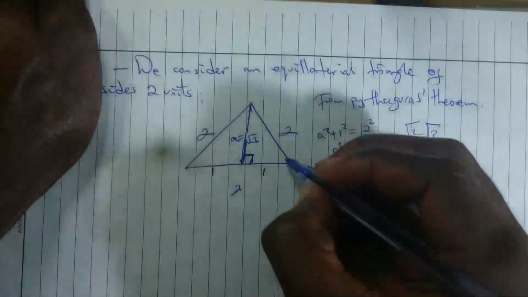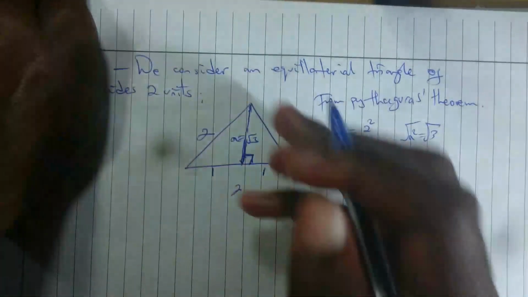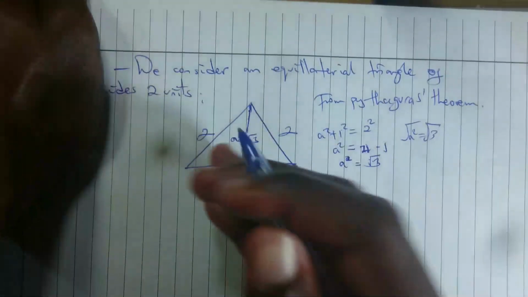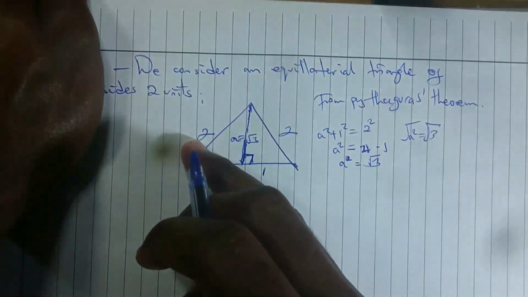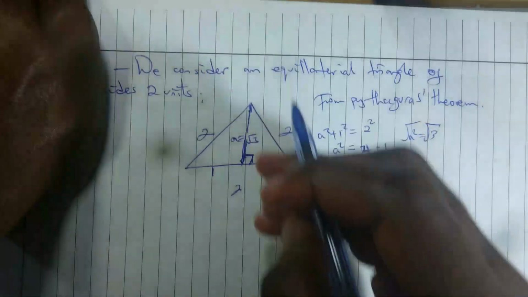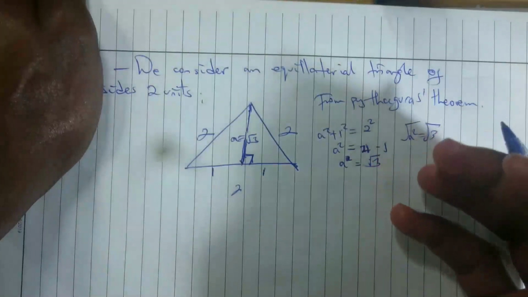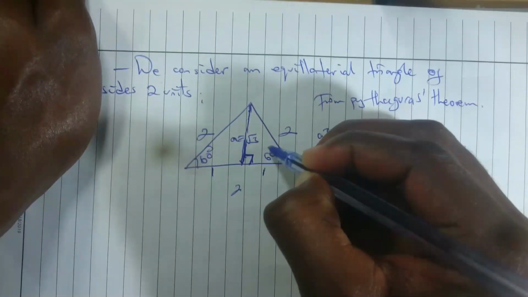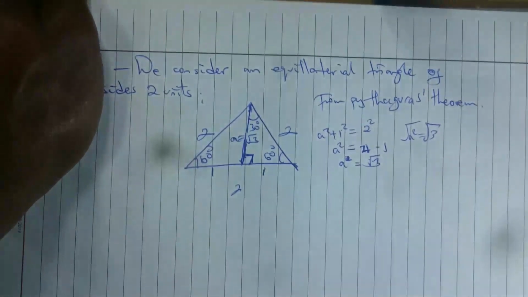We can now say that in an equilateral triangle, if all sides are equal, 2, 2, 2, that means all the angles are equal. So we have 3 angles. Since they are equal, we just divide by 3. The sum of the angles is 180, so 180 divided by 3 is 60 degrees. So each of these is 60 degrees. But this one, since it is divided into 2, this side will be 30 degrees and the other also 30 degrees.